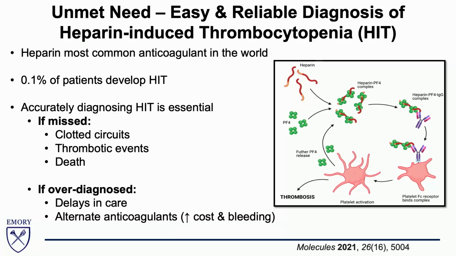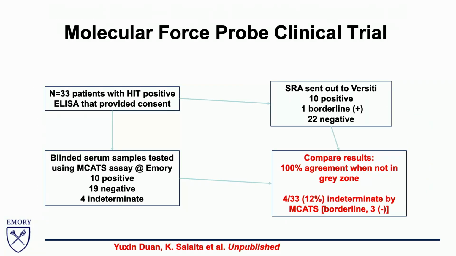The current standard test for this is either an ELISA, which turns out to have very poor specificity because there are many antibodies and only a subset of them are pathogenic. The other technique is a functional assay that uses a radio-labeled isotope, which is very difficult to run. And so we employed the assay that I just shared with you, and we actually launched a clinical trial.